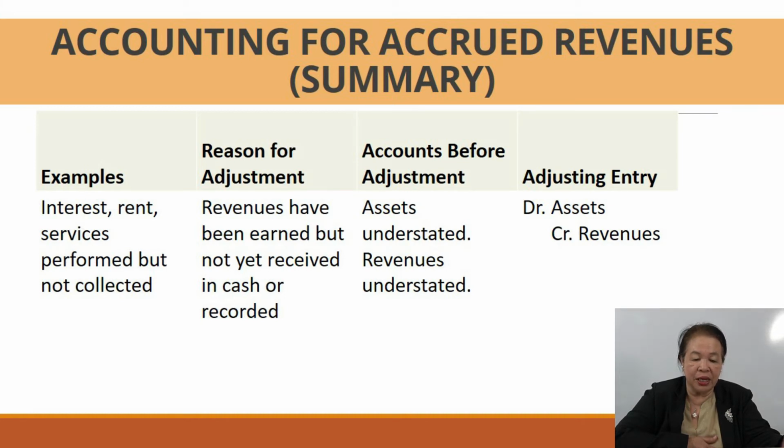The examples of these accounts are interest, rent, services performed but not collected. These are the accruals. So, the reason for adjustment: revenues have been earned but not yet received in cash or recorded. Why do we adjust? Because they are already earned but we have not yet recorded them or received the cash. Accounts before adjustment: the assets are understated, the revenues are understated. Before you adjust, your asset is short because you have not recorded it, and your revenue is short too. That's why you need to record it.